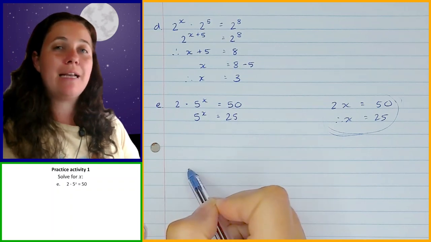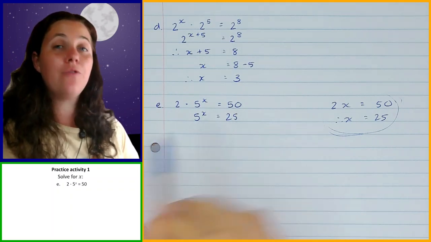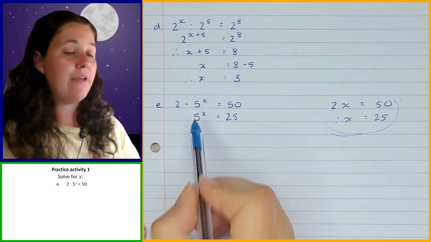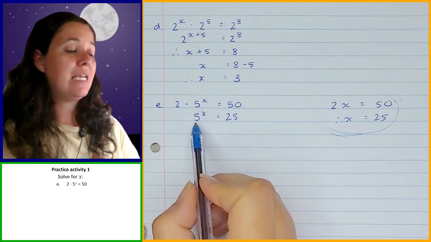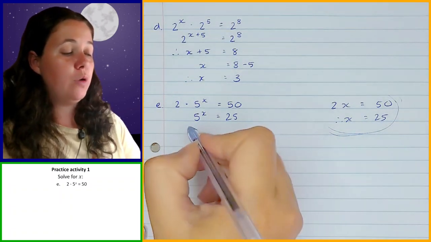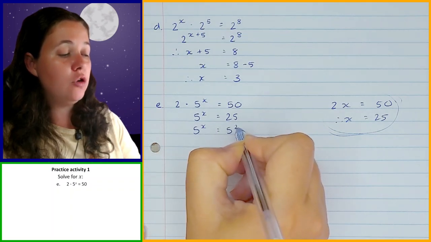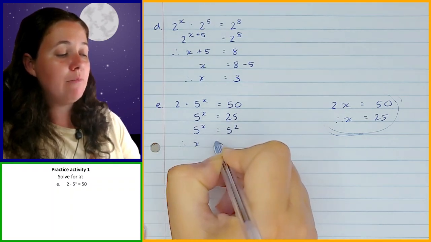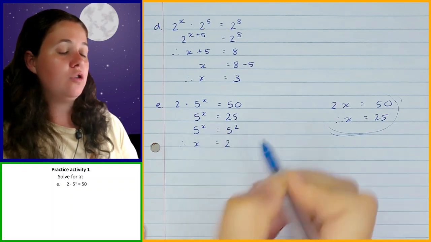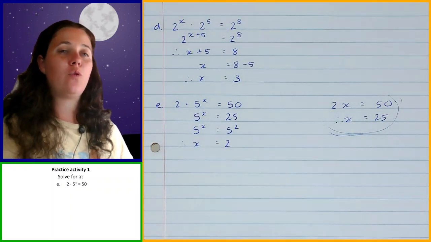Now I can continue because 25 I can write as 5 to the power of something. 25 is 5 to the power of 2. So now I can say 5 to the power of x equals 5 to the power of 2, which means that x must be equal to 2. So that's what you should have got for question E.